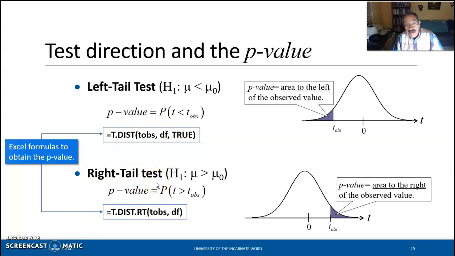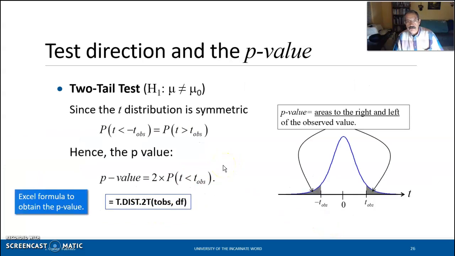If you have a right tail test, then the p-value is the probability to the right of the calculated test statistic. Or you can use the Excel formula to find the exact p-value.